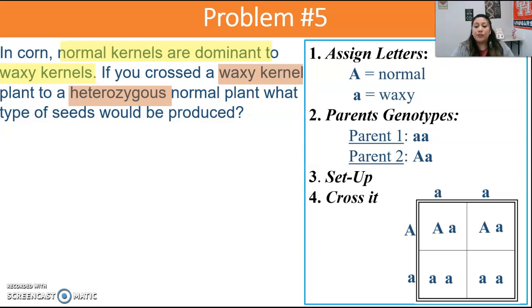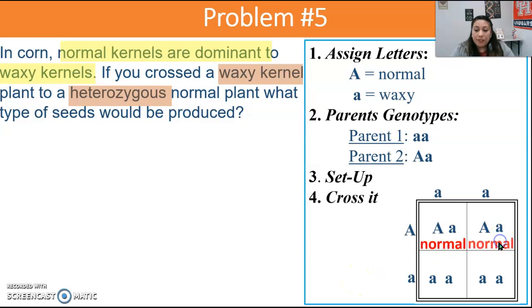Now, the last thing that we're going to do before we actually write our percentages or our ratios, we are going to write the phenotype inside each box. I want to keep track of what the offspring could look like. So if I look at this box, I know I have a dominant allele. That even though I have a recessive allele, the dominant one will win. So that's going to make this offspring have normal kernels.